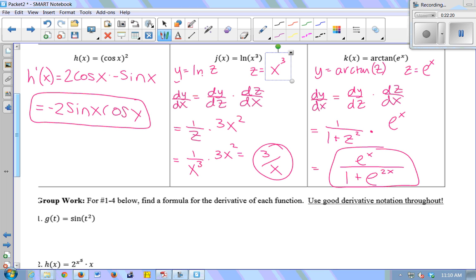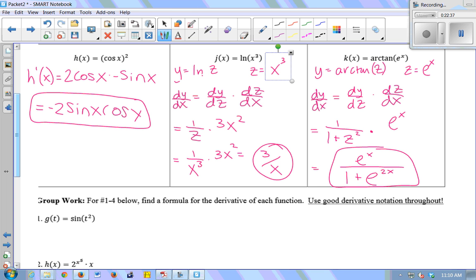So you can use whatever method makes sense to you. Just think of inner and outer functions, or apply the rule to the stuff, then times stuff prime, or the Leibniz notation. Whichever one sits best with you, you can use that one.